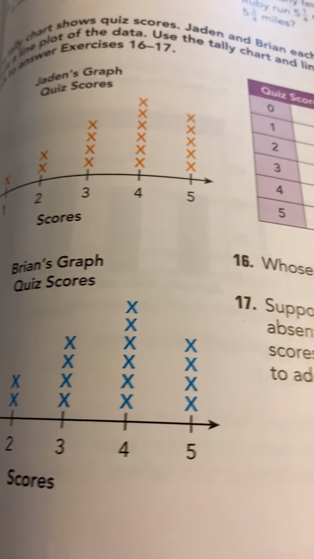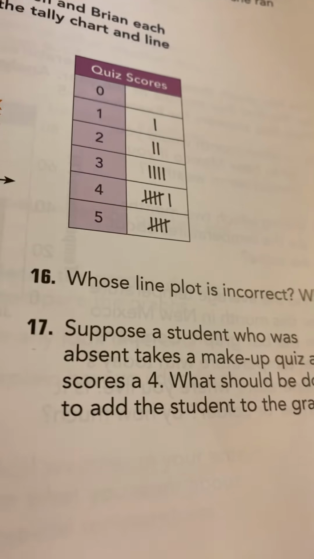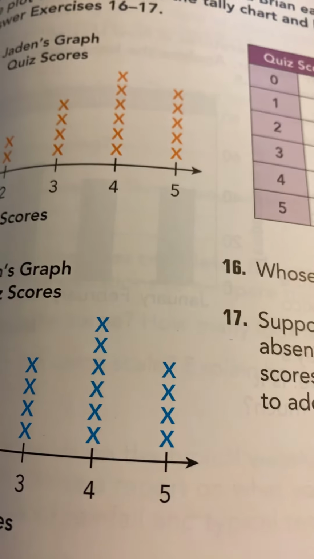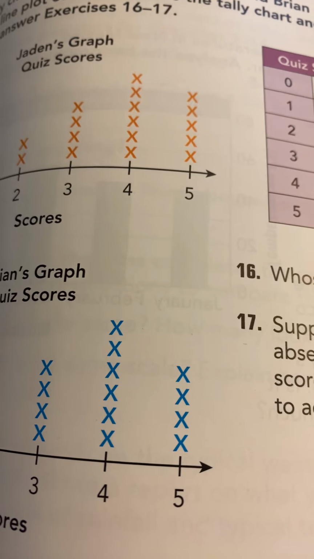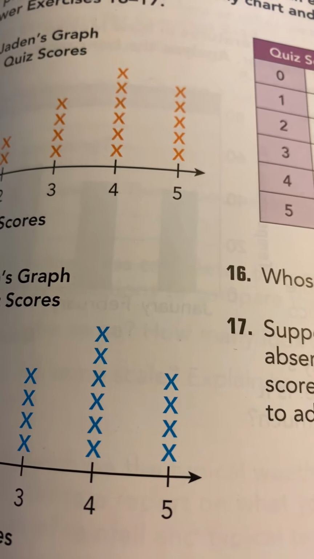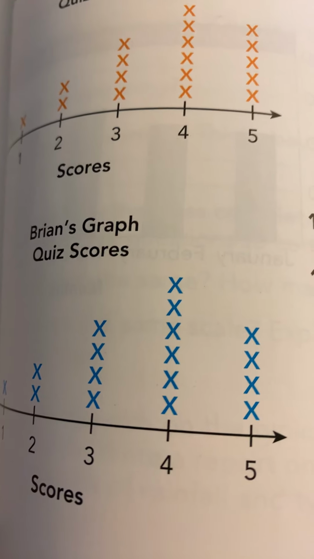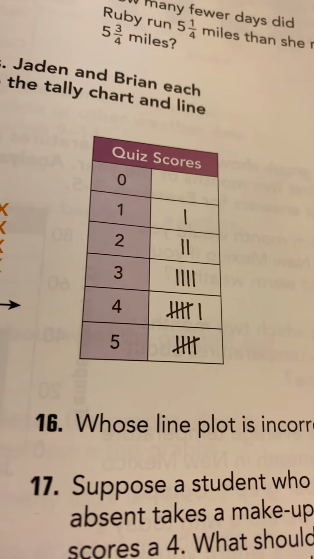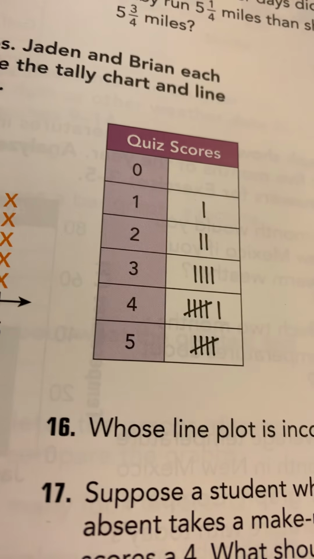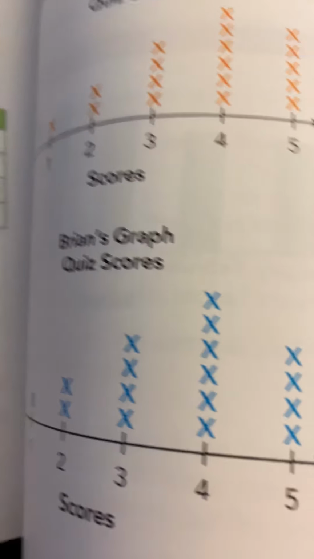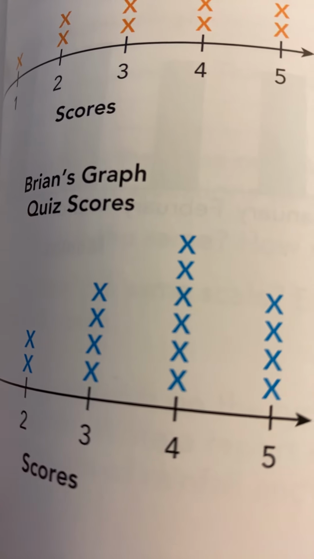Now at the bottom, they give you 2 different graphs and they ask you which one is incorrect. So if you look, everything's the same up until the 5. Jaden has made 5 X's above the 5. And Brian has made 4 X's above the 5. So we have to consult our tally chart over here. And we see that he should have made 5 tally marks above the 5. So poor Brian's in a bind, he just needs a little help.